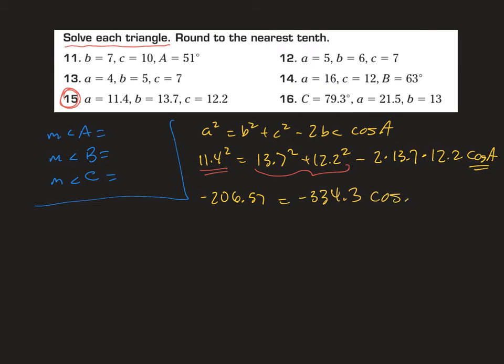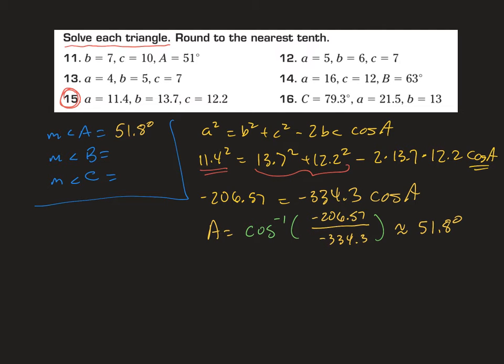334.3 cosine A. And then to solve for A, I'm going to divide by negative 334.3 and then do the inverse cosine. So the measure of angle A is going to be the inverse cosine of negative 206.57 divided by negative 334.3. And when I compute that, I get approximately 51.8 degrees. So for letter A, I'm going to put in 51.8 right here.